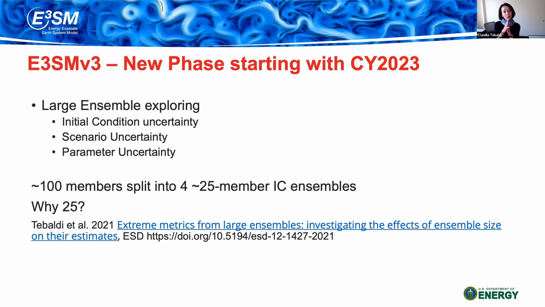So we don't have to go into very many more details, but the idea is that we are going to split about 100 members of initial conditions between these four ensembles. And the reason we feel good about having about 25 members for each type of simulation is because we explored that question, in a paper that you can find in Earth System Dynamics, where we found that for many metrics, particularly of extremes, for this type of model simulation and output, 25 members seem to be a good enough size to characterize internal variability.